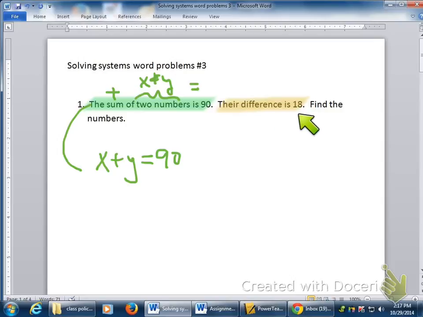Second part is their difference is 18, so we talk about what those mean. Difference, of course, means subtract. Is still equals. And this word there is that pronoun, which is talking about these two numbers over here. It's talking about the x and the y, so we write that out.